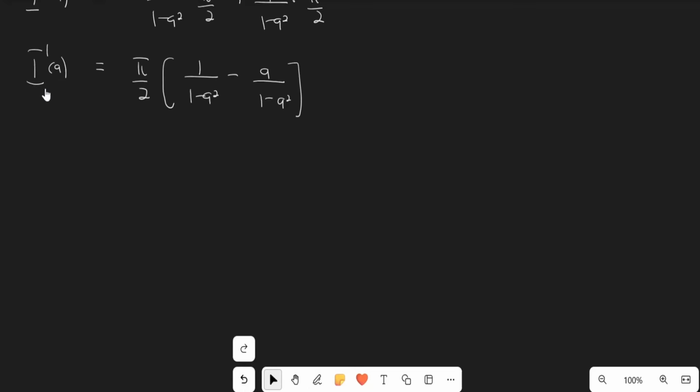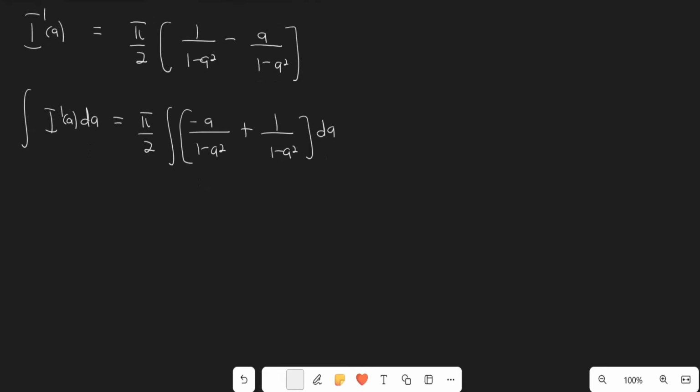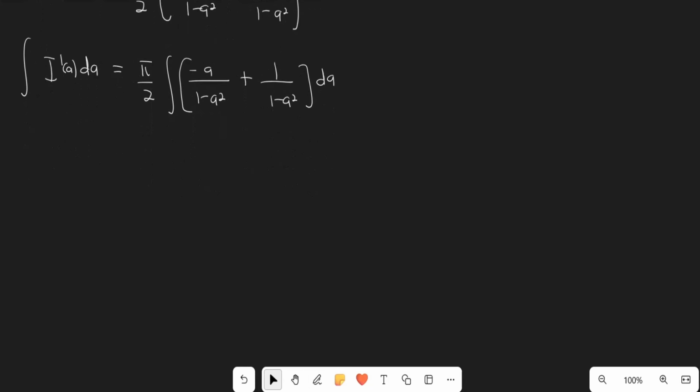So what I can do is take the antiderivative of this. The antiderivative is the integral of I prime of a with respect to the parameter a, and I'm going to do the same thing here. So this is pi over 2, then I'll have the integral of negative a all over 1 minus a squared, plus 1 all over 1 minus a squared, and then dA as well. Okay, so the antiderivative of I prime of a is I of a, which is what we wanted.